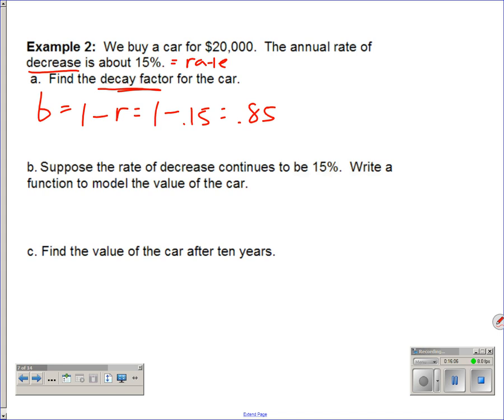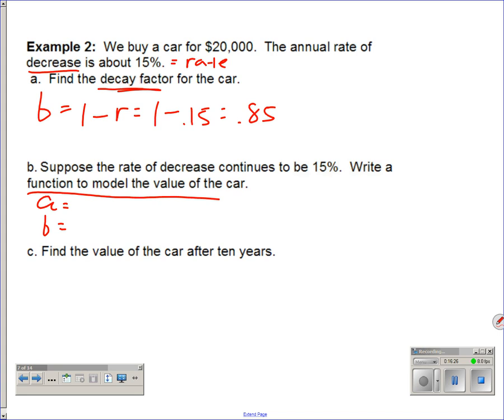All right, so we have B, and then the next question says, suppose the rate of decrease continues to be 15%, write a function to model the value. So if we ever need a function, all we need to know is what A is equal to, what B is. We're good.